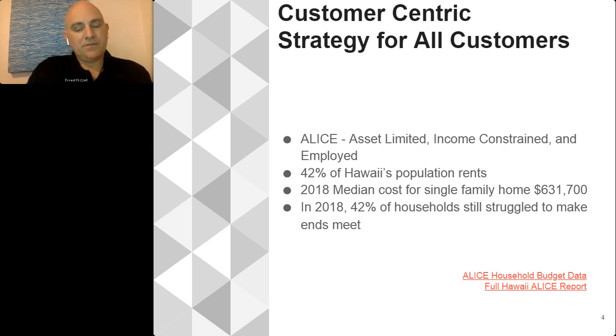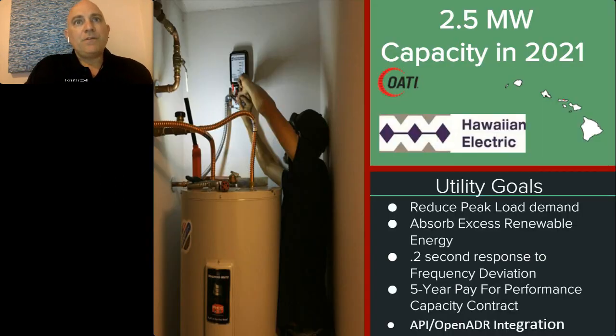And while the number of households in poverty has stayed relatively flat from 2007 until 2018, the number of ALICE households has continued to increase as the result of higher costs of living and stagnant wages. So how are we solving for all that?